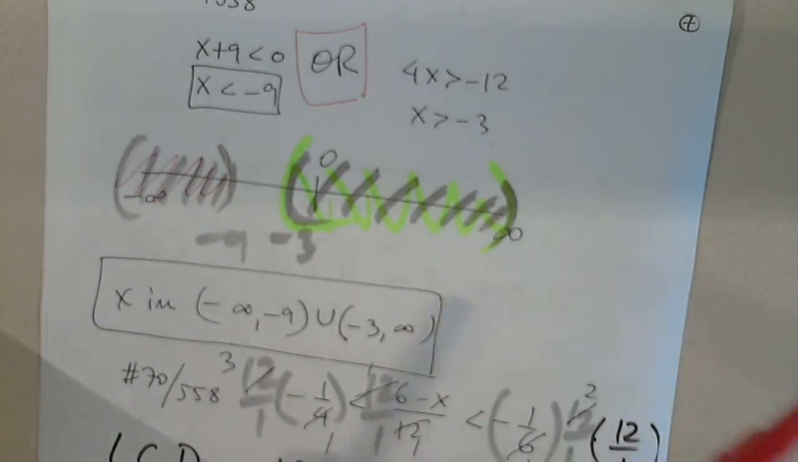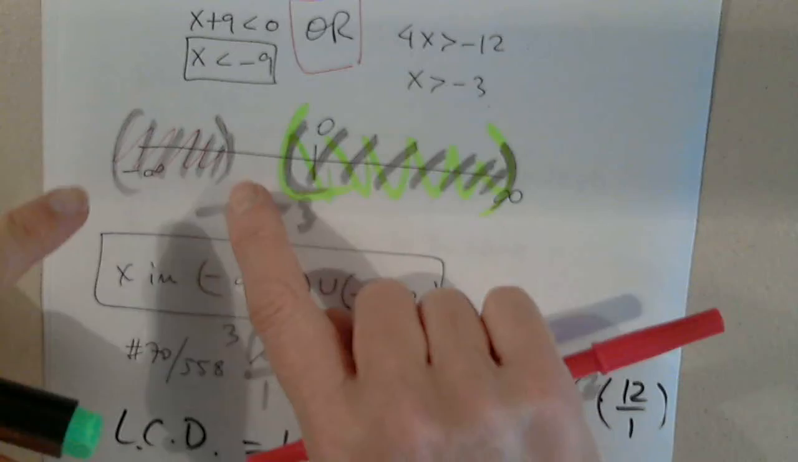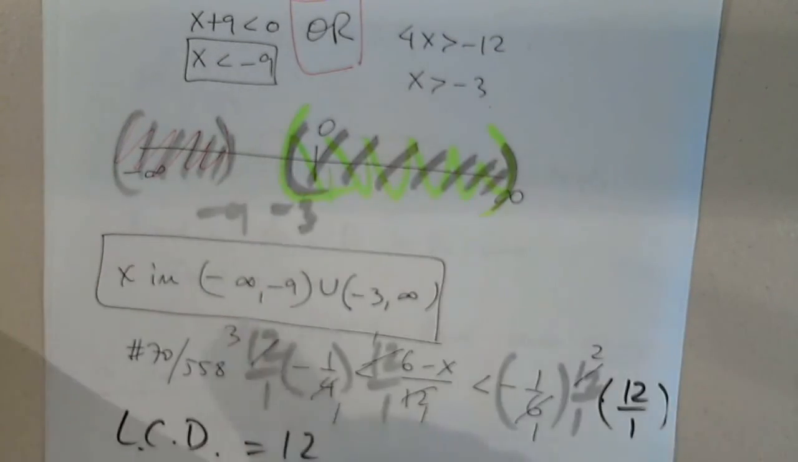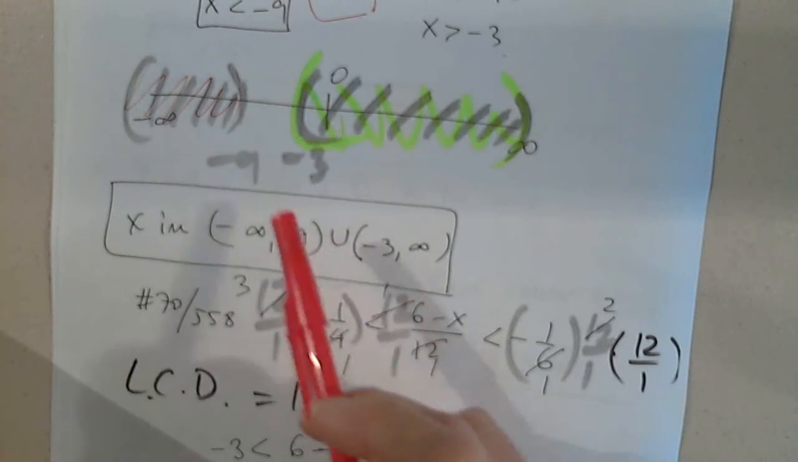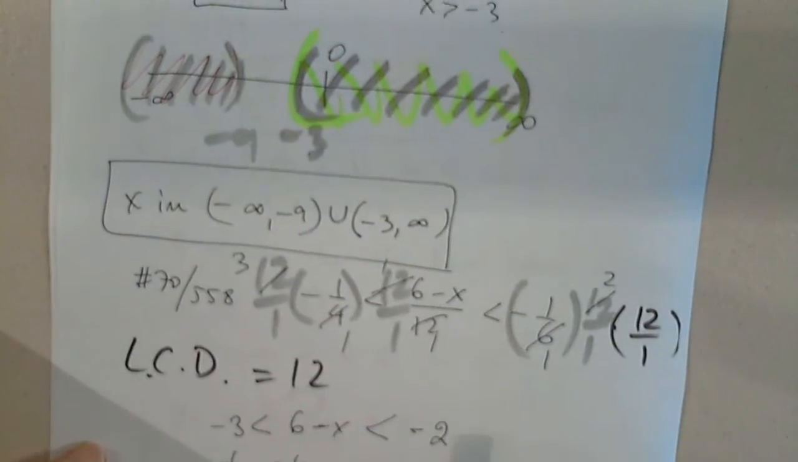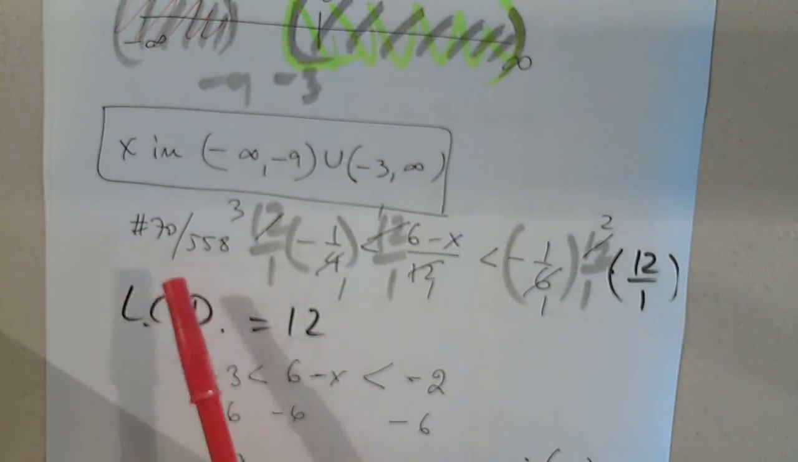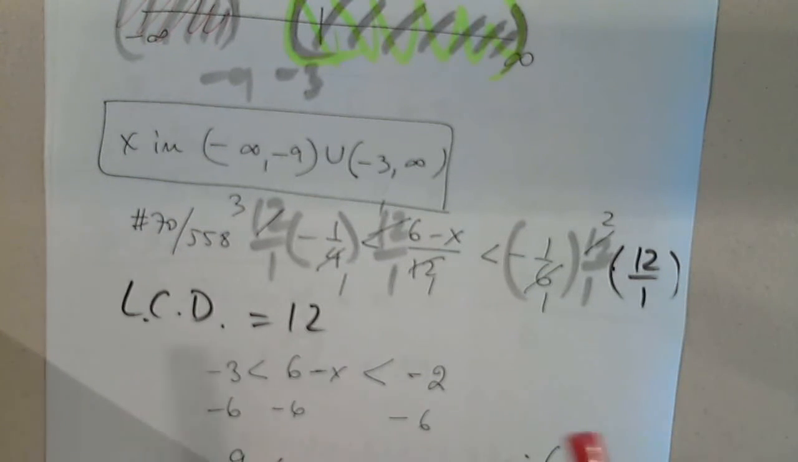And now we are asked to create a union. You bring this to the table, I bring this to the table. What can we enjoy together is the whole thing, of course, with a union, missing this portion. Now, problem 70 on page 558 is slightly more difficult.